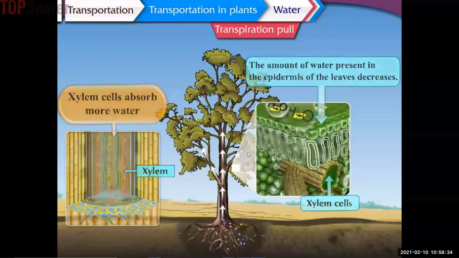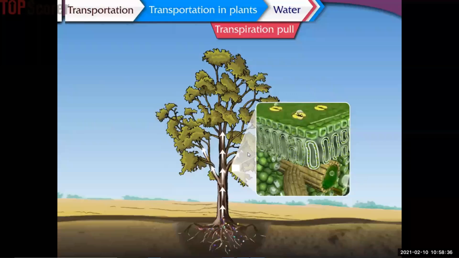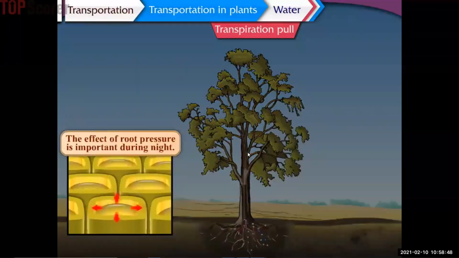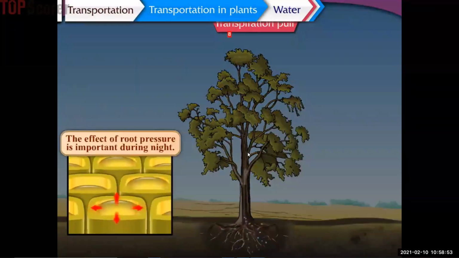Thus, transpiration pull helps in absorption of water and minerals and also helps in conducting it to all the parts of the plant. This process happens when the stomata are open, that is, during daytime, while the effect of root pressure is important during night.